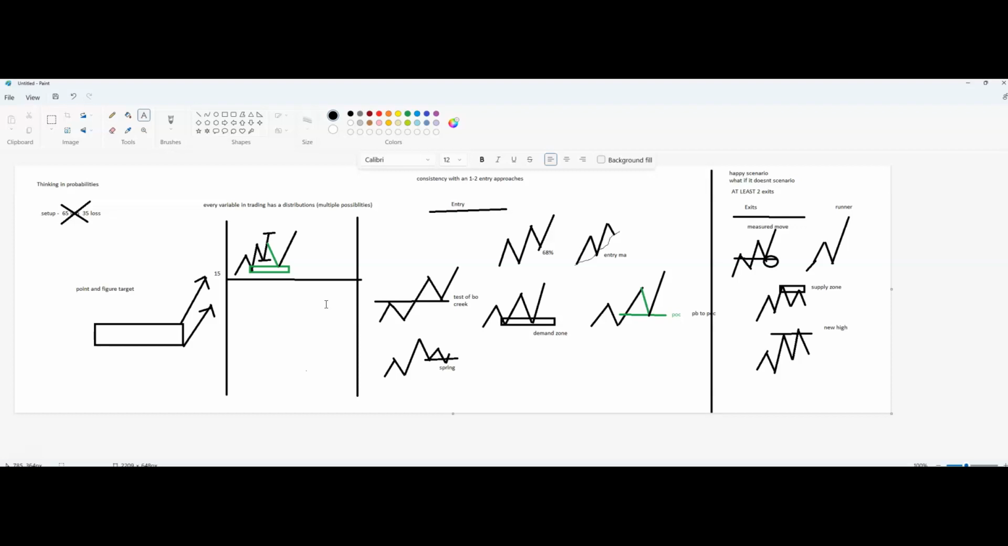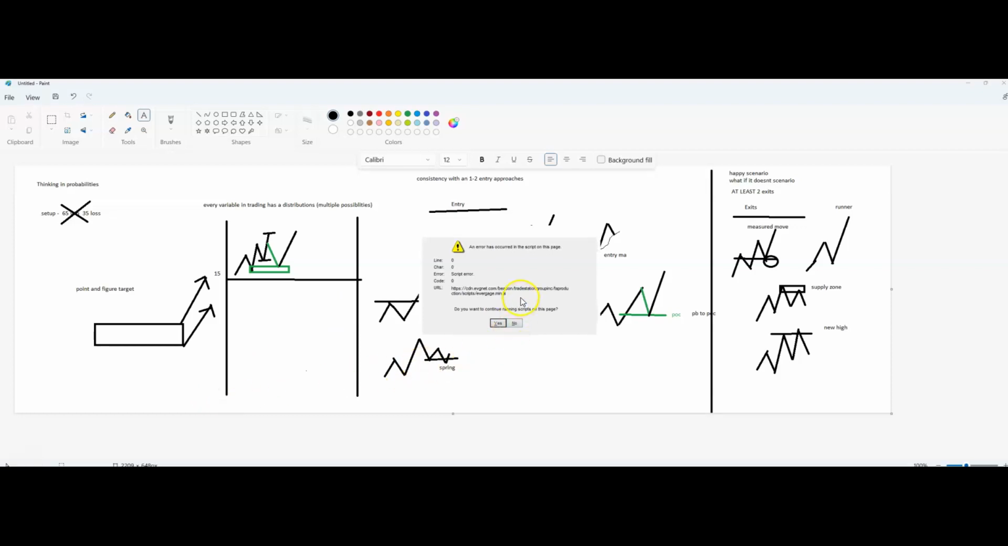So just select 1 or 2, have a consistent entry approach, 1 or 2, most likely 1 you'll be really good at, and just work on that. And then exits, you gotta have more than 1, no doubt about it. So 1 edge, 1 entry, 1 to 2 max, and then at least 2 exits.